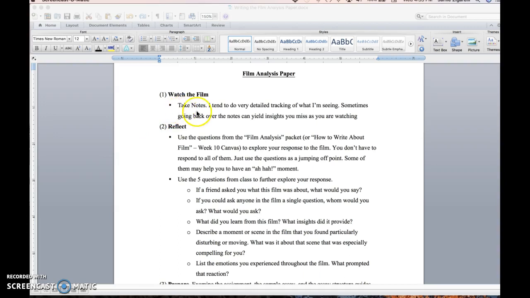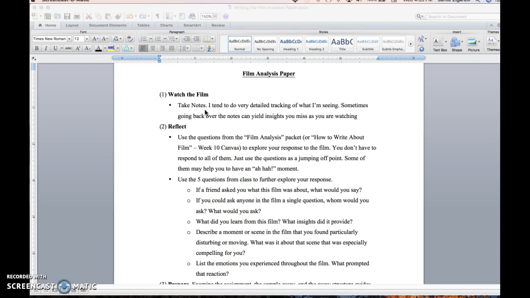When you watch the film, take a lot of notes. You're very likely to forget specifics, and you need specifics for your paper. So if you take notes and you take specific notes, you're going to have them to incorporate into the paper.